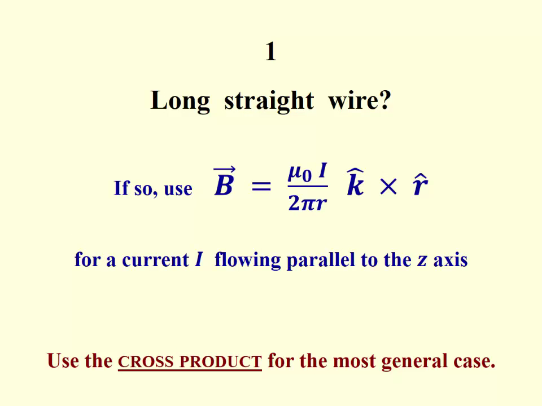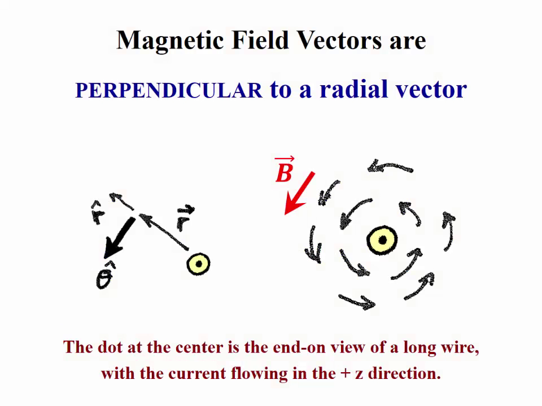The first instance is a long straight wire, the first thing we do in this course. In fact, you may have already watched the video about that particular problem. If we have a long straight wire, we can calculate the magnetic field at a distance r from a current using this formula: mu naught I over 2 pi r, k hat cross r hat, when that current I is flowing parallel to the z-axis described by that unit vector k hat. The cross product here is what you use for the most general case of the problem. That case and others are in a separate video.